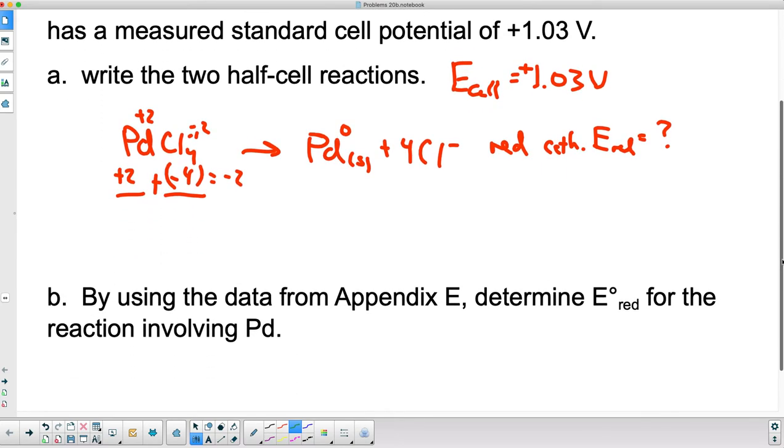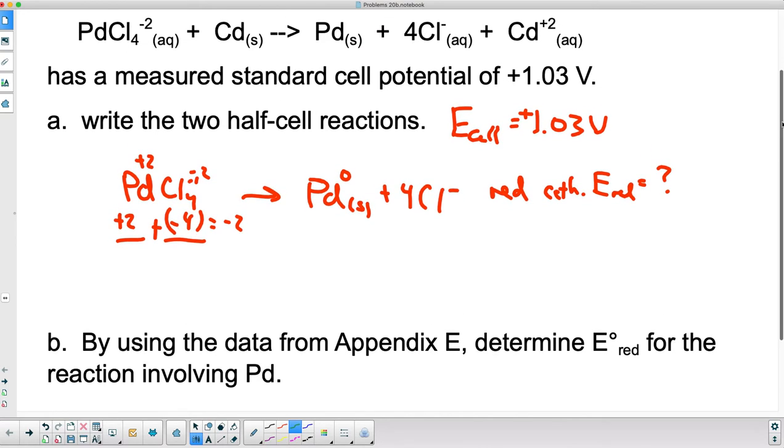Good. So what's the other part? On this side here, we have Cd as a solid going to Cd with a +2. That means Cd is in its natural state, or 0, going to Cd with a +2. Oh, I didn't do the electrons. So let me go back up to the other one.